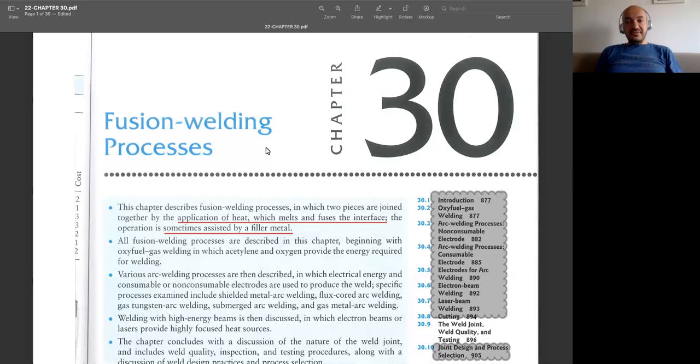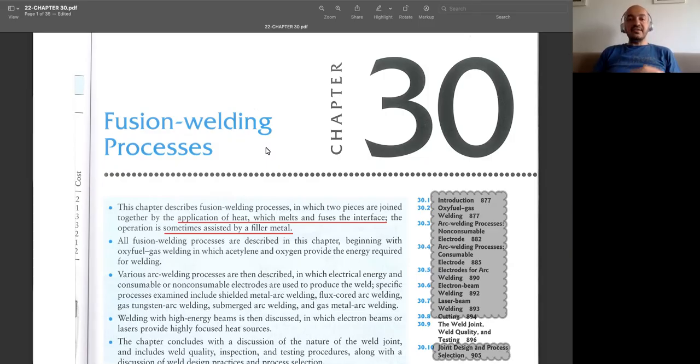Hey, this is chapter 30, and up to this point we discussed some different types of manufacturing operations. We discussed some machining, forming, forging, and casting operations, and they were all for producing parts. But from this point on, we have three chapters remaining, and these are all about joining these parts. And we have different ways to do it.